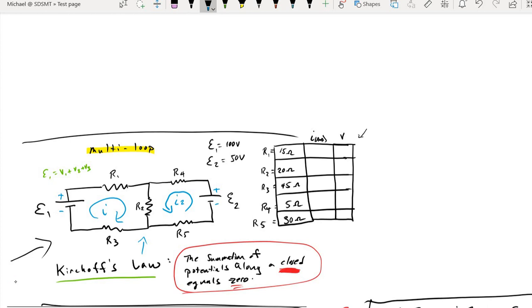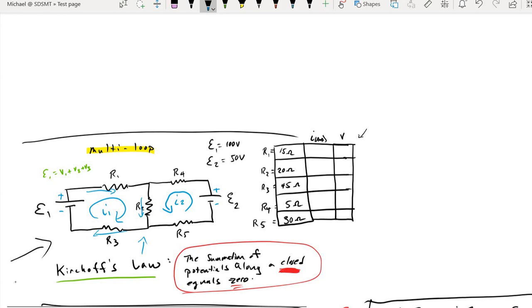And I'm going to label these current 1 and current 2. And that has nothing to do with resistor 1 or resistor 2. I'm just using these to distinguish between the two currents. So I have current 1, which is going to flow through resistor 1. It's going to flow through resistor 2, and it's going to flow through resistor 3.